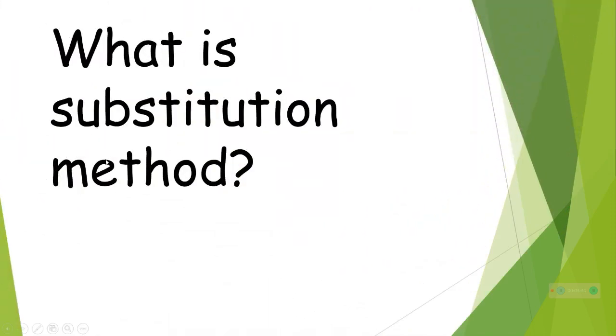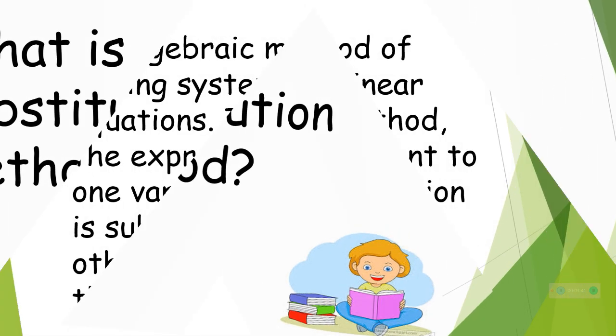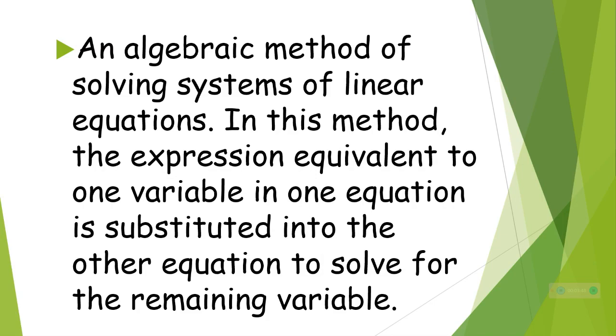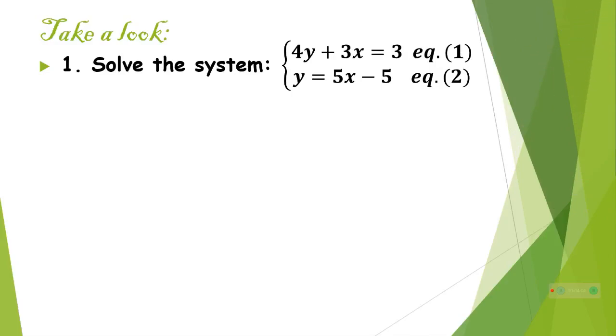So if you don't have, let's now proceed with the question, what is the substitution method? Okay, if you don't have an idea yet, let us read the definition of the substitution method. It is an algebraic method of solving systems of linear equations. In this method, the expression equivalent to one variable in one equation is substituted into the other equation to solve for the remaining variable. Okay? So, how are we going to perform the substitution method?